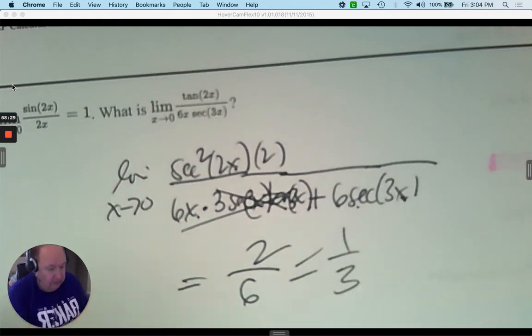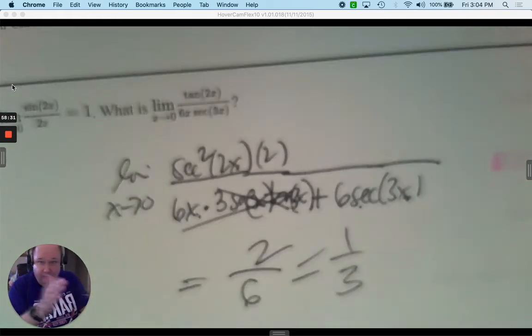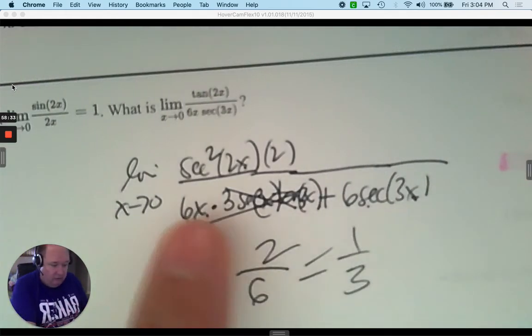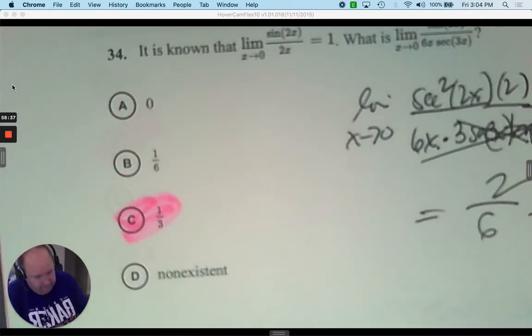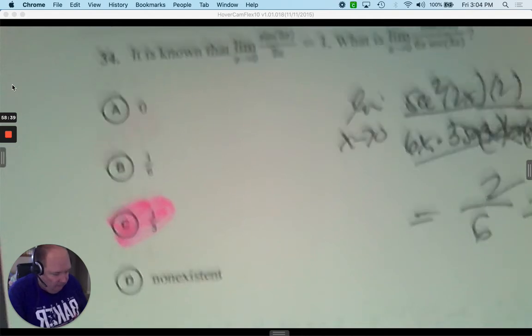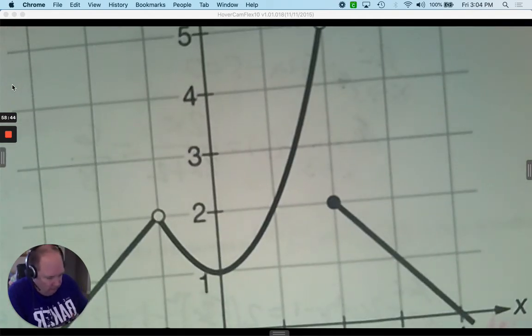So I get a third by doing L'Hopital's rule. Take the derivative and the derivative, use the product rule, and you have the answer. Done. Number 35. The graph of the function f is shown above.